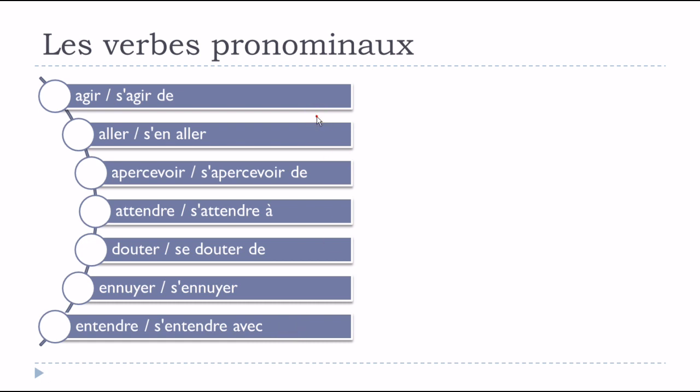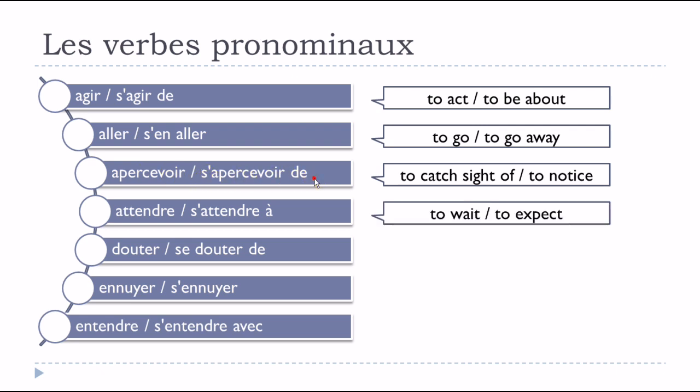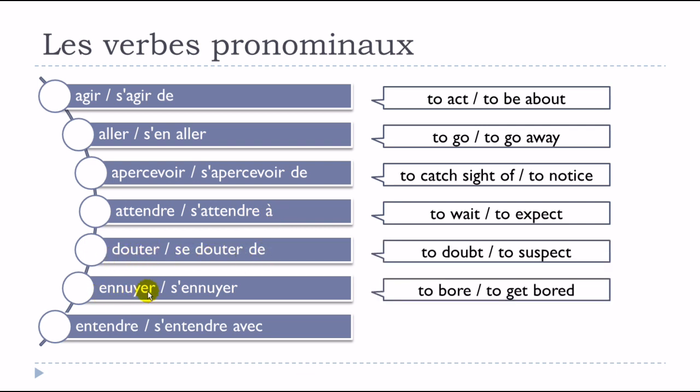Okay, so let's see now the translations. Agir, s'agir de. Okay, so I will respect exactly the same order for the translations. Agir is to act, and then s'agir de, to be about. Okay, so it will be exactly the same for the other verbs. Aller, s'en aller, apercevoir, s'apercevoir de, attendre, s'attendre à, douter, se douter de, ennuyer, s'ennuyer, entendre, s'entendre avec.